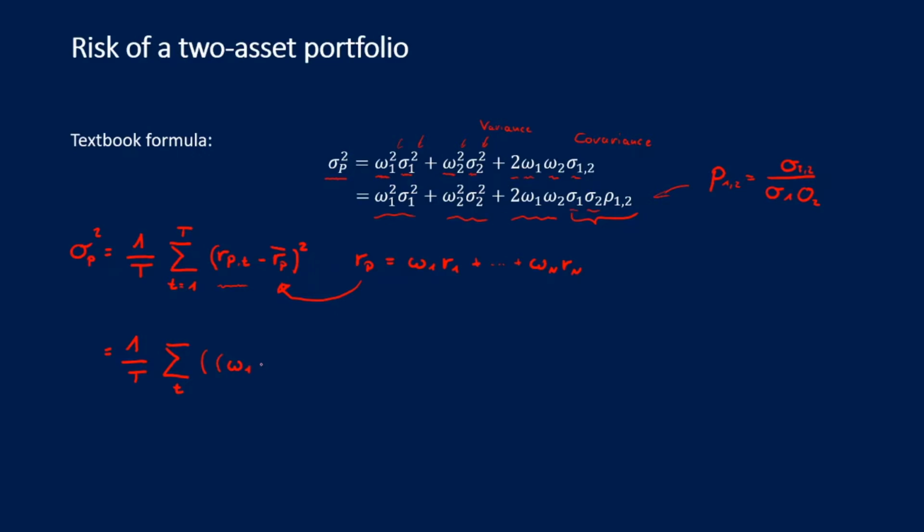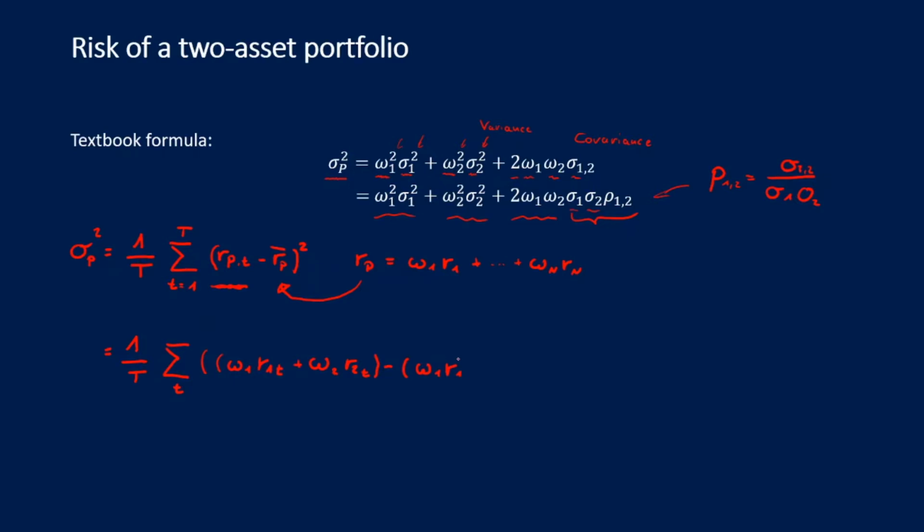And the weight of share 1 times the return of share 1 on day t plus the weight of share 2 times the return of share 2 on day t. So here we have this part, the return of the portfolio on day t, because it's just a weighted portfolio. And now we have to subtract the average returns. So the average returns are given by the weight of share 1 times R1.